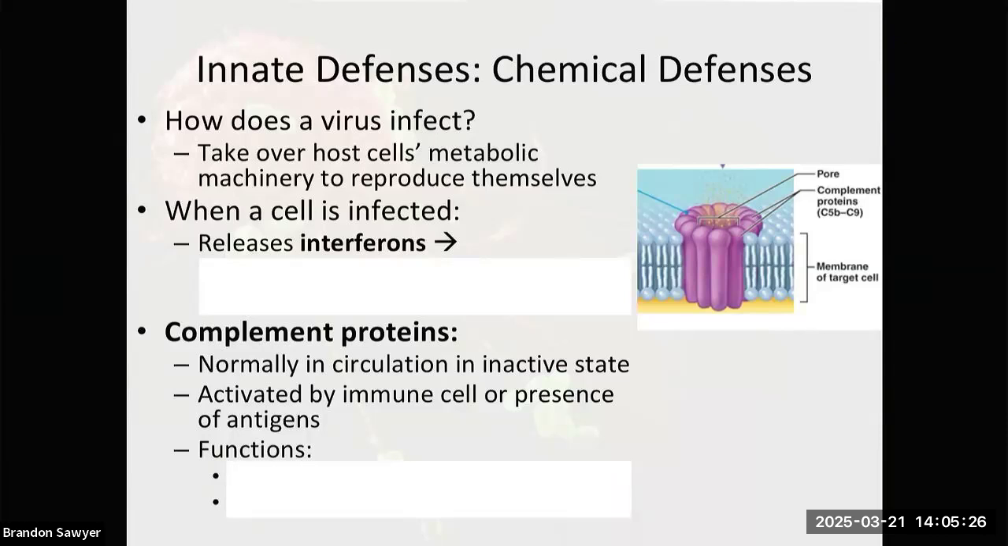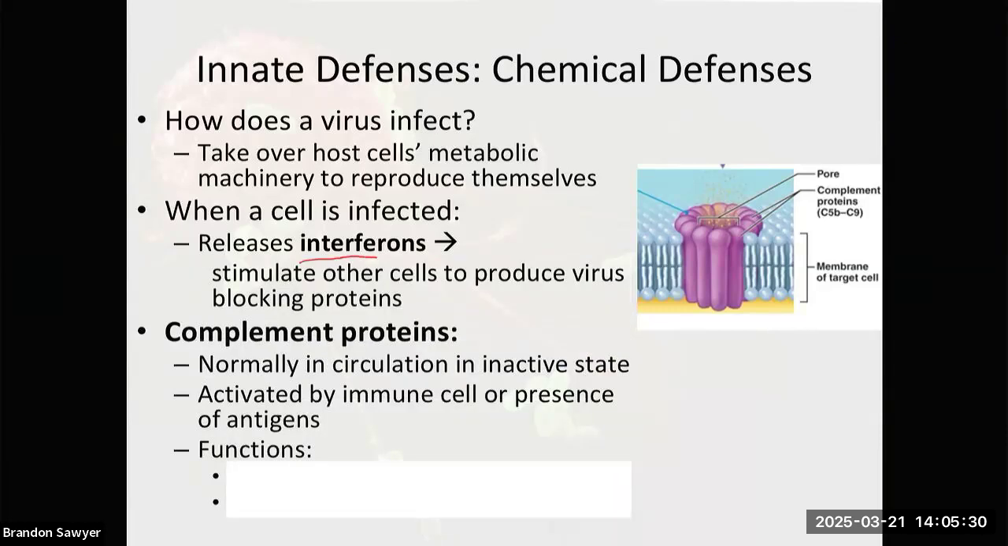But then when a cell is infected, it actually is going to release these little chemicals called interferons. Interferons are released all around that cell that got infected by the virus. And that actually warns all the cells in the area to be careful. There's something out there trying to infect us. And so then cells can actually express certain types of proteins on their membranes that will block viruses from getting inside of them. So that's kind of another cool part of our chemical defenses there.